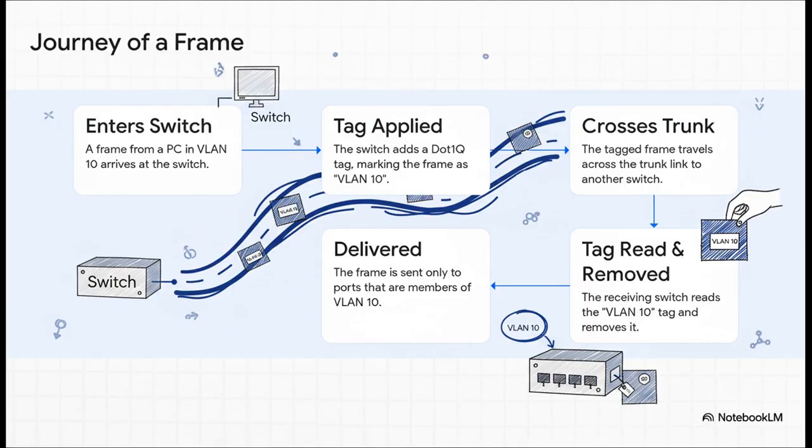And this lays out the whole journey perfectly. A PC in the sales department sends some data. The first switch gets it, slaps a VLAN 10 stamp on it, and sends it flying down the trunk. The second switch at the other end catches it, reads the stamp, and says, "Aha, this is for sales." It then removes the stamp, because it's no longer needed, and delivers the data only to the sales team ports on its side. It's so simple, but incredibly effective.